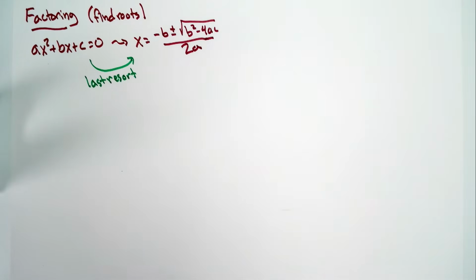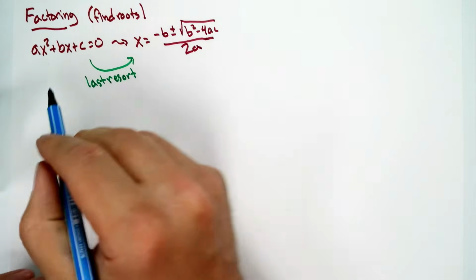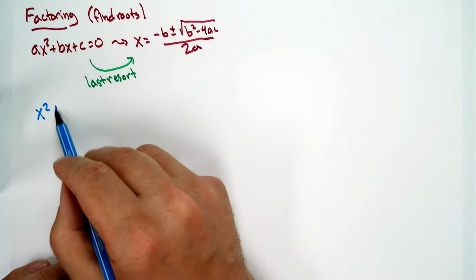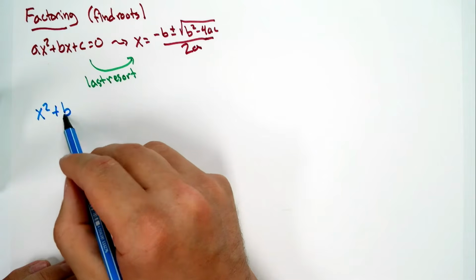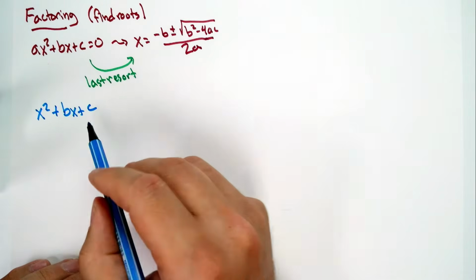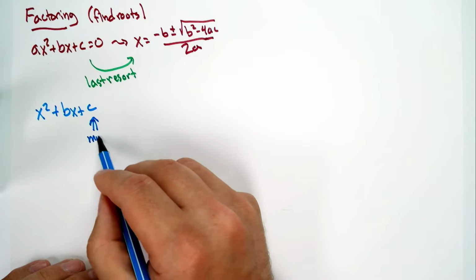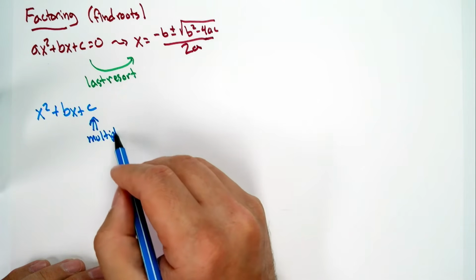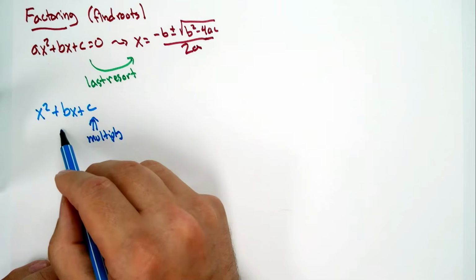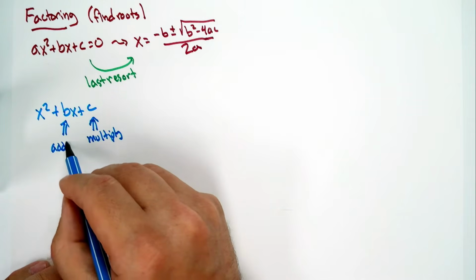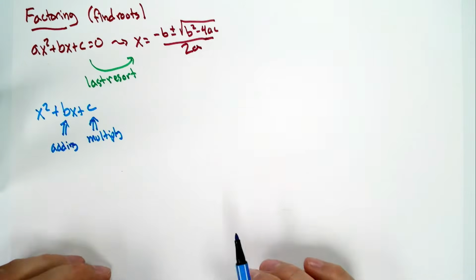Now in general, what do we have? If we have something of the form x squared, and I'll just make it a 1 for now, you can always make it a 1 by factoring, plus bx plus c. Well, this c comes from multiplying. So I want to find two things that multiply together to get c. And for b, that comes from adding. I want to add two things together and get b.